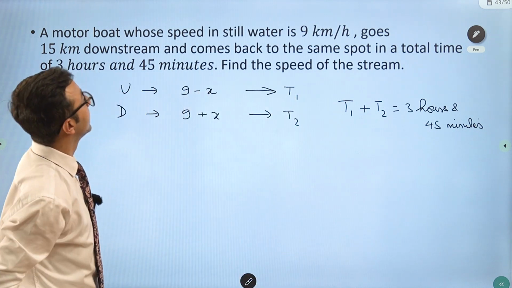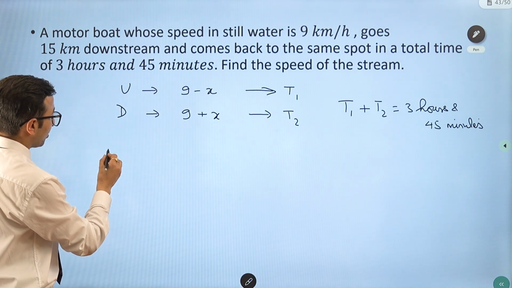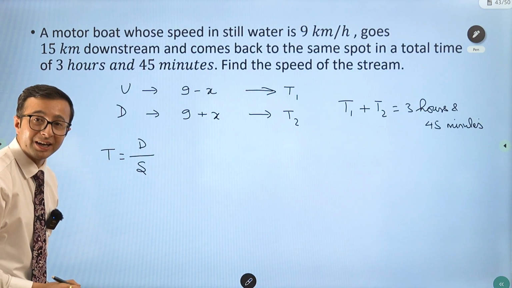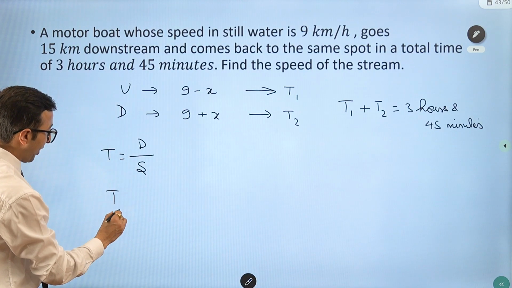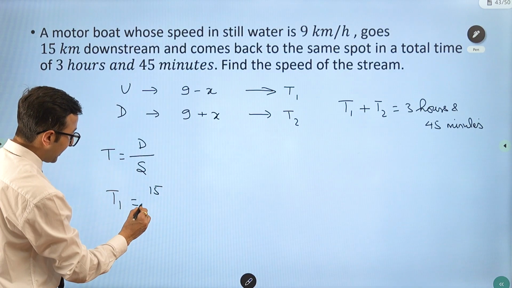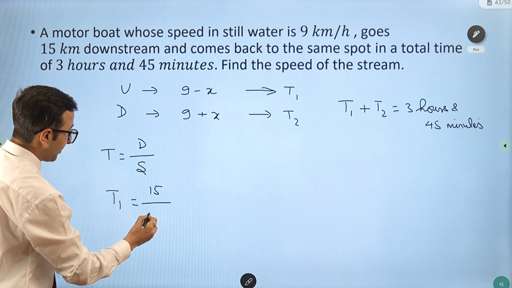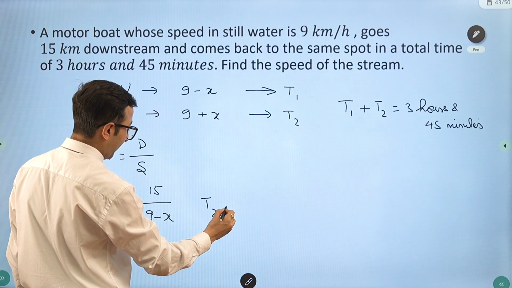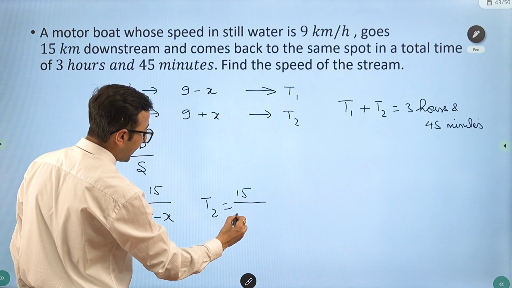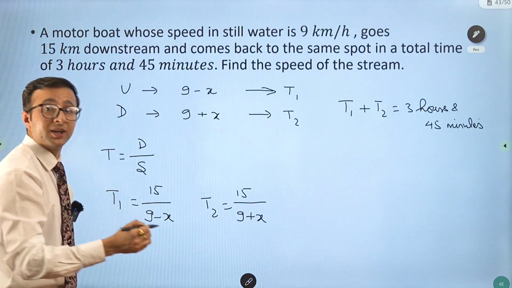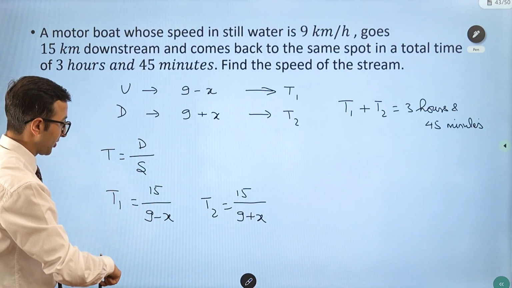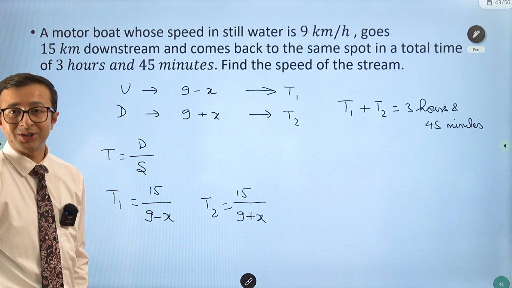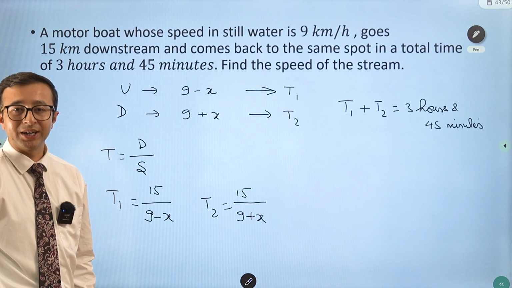So distance is the same. Distance is 15 km. So time is equal to distance by speed. That also can be used. So first one, t1 will be, distance is 15. You can see that t1 is for upstream, it will be 15 divided by 9 minus x. And second, t2 will be 15 divided by 9 plus x. Just follow the method that we have solved before this question. So this is the value of t2. So just replace in place of t1 plus t2 and simplify it, you will get the solution.